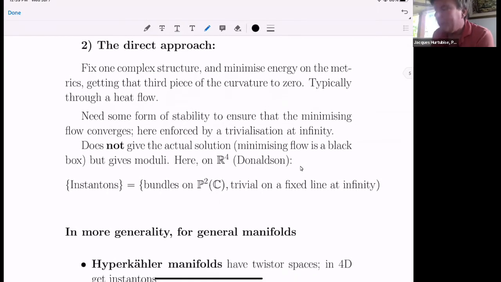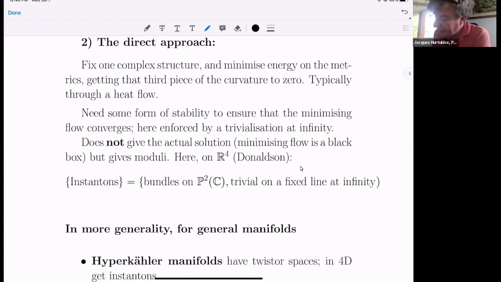There's usually some form of stability. You're thinking of a variational problem. And so you're taking a downward flow on the energy. And you want to hit a minimum, and you don't want to flow past. And so you need some form of stability of the thing to assume that the minimizing flow converges. And here it ends up being enforced by a trivialization of the bundle at infinity. Here meaning on this R4 case.